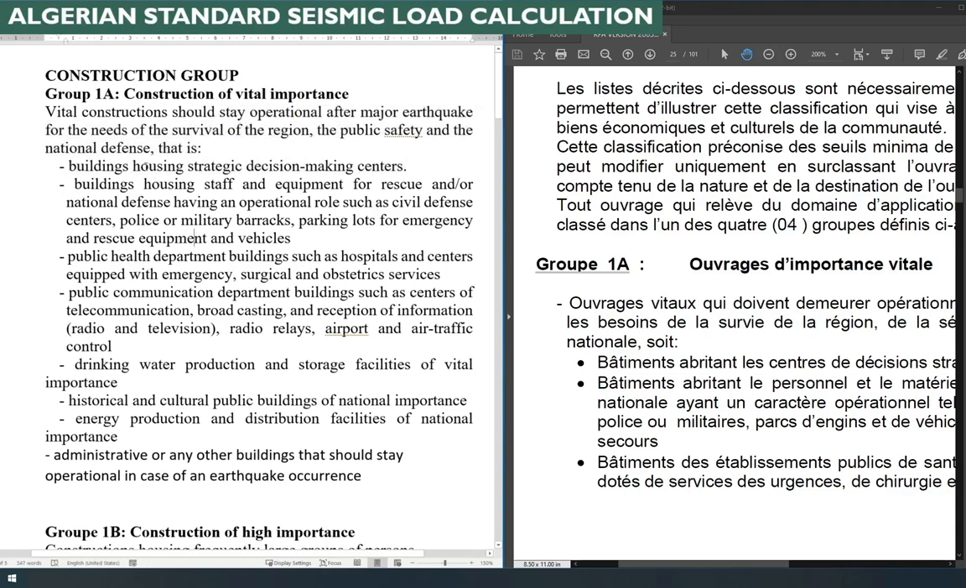That means buildings housing strategy and decision making centers, such as parliament or any important government oriented building required as decision taking centers, we need to consider as group 1A. Similarly, buildings housing staff and equipment for rescue and other national defense operational roles, such as civil defense centers, police or military barracks, parking lots for emergency and rescue equipment and vehicles, public health department buildings such as hospitals and centers equipped with emergency, social and obstetrics services, public communication department buildings such as telecommunication, broadcasting, radio and television, radio relays, airports and air traffic, drinking water production and storage facilities of vital importance, historical and cultural public buildings of national importance, energy production and distribution facilities of national importance, administrative buildings, and operational buildings.